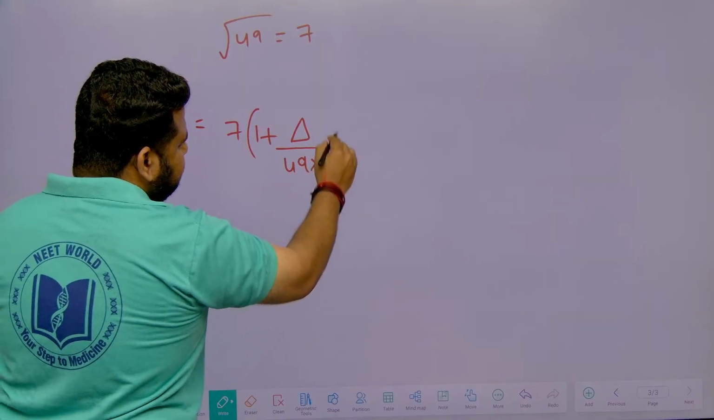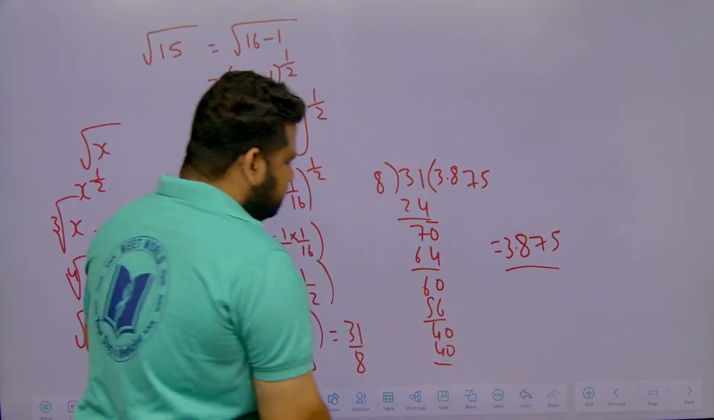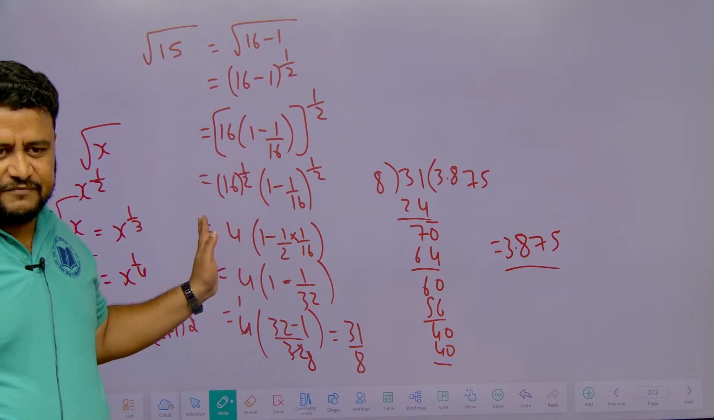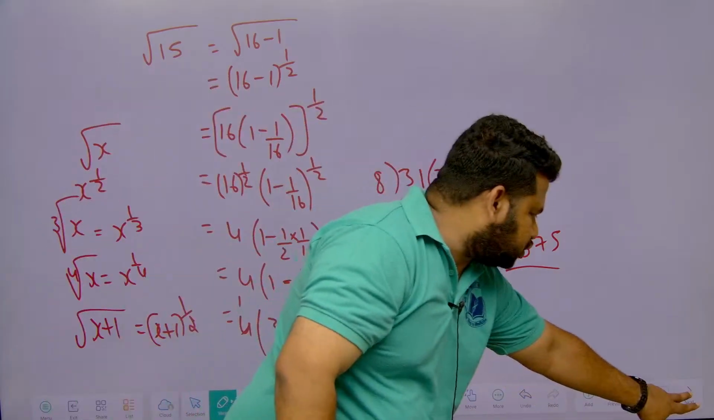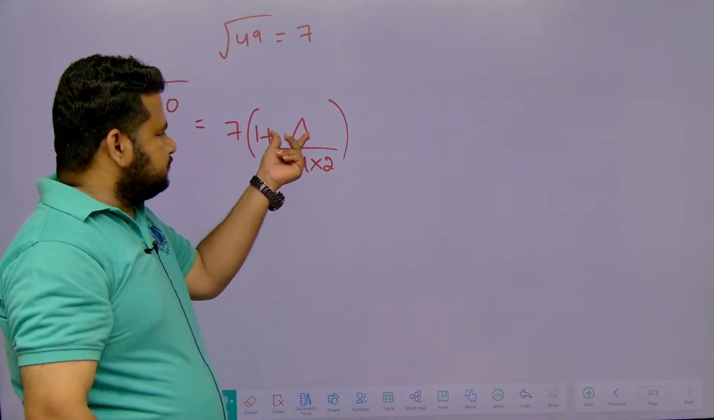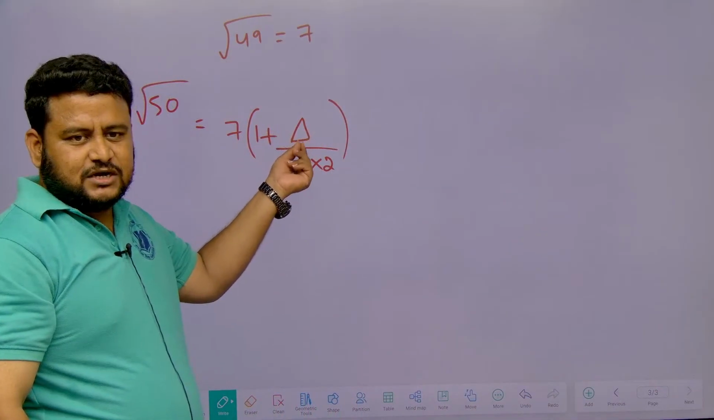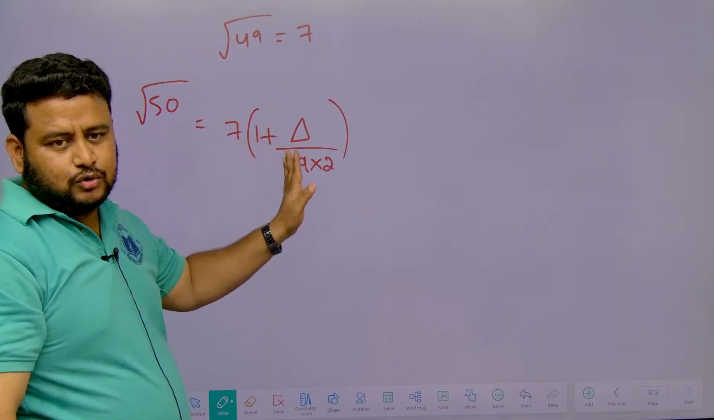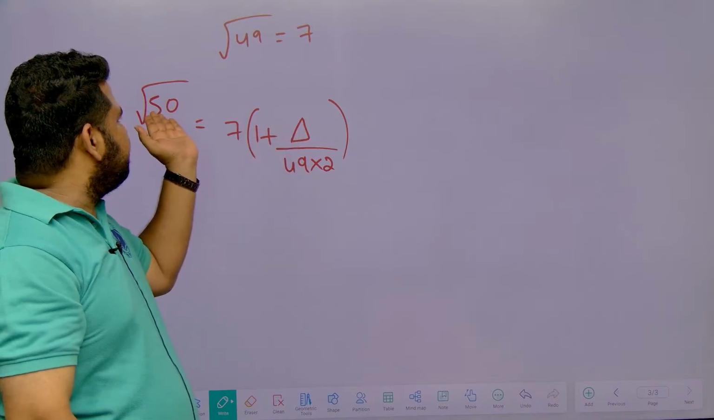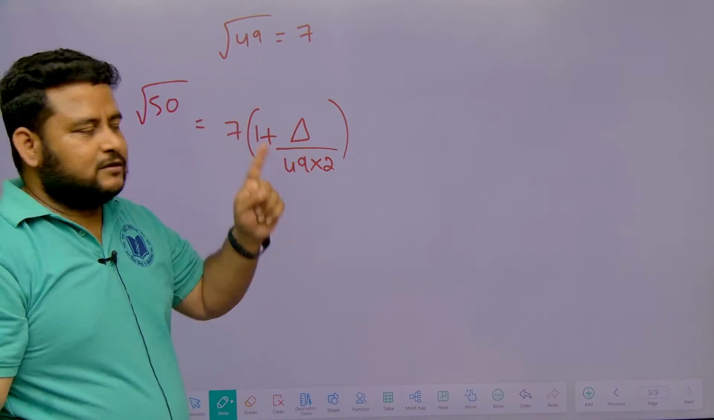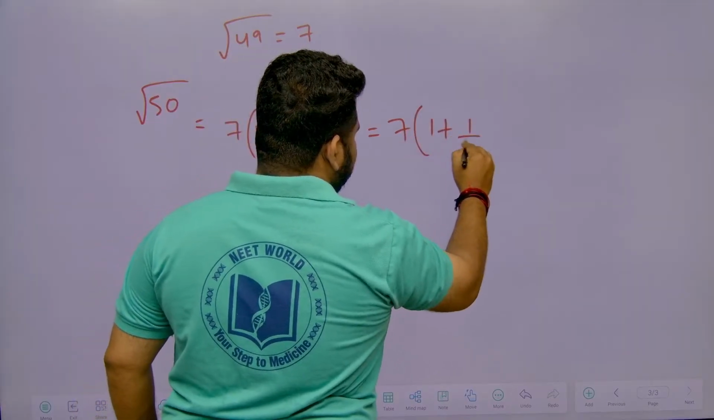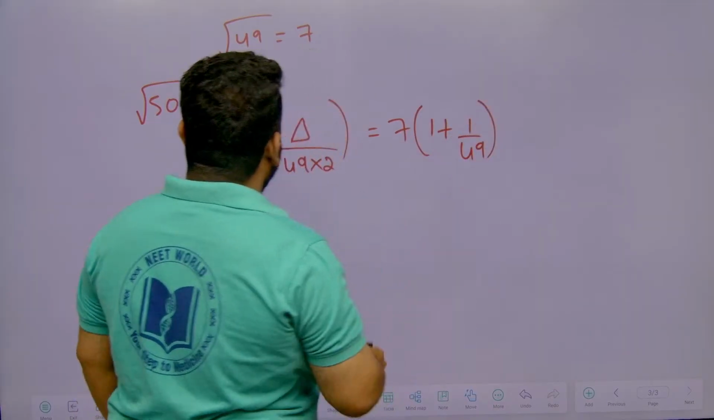I am telling the shortcut, instead of taking common and all and wasting time. This delta means the change between this and this. 1 plus delta by 49 into 2. What is the change here? 50 and 49, what is the difference? 1. So this will become 7 into 1 plus 1 by 49 into 2. You can find out easily.